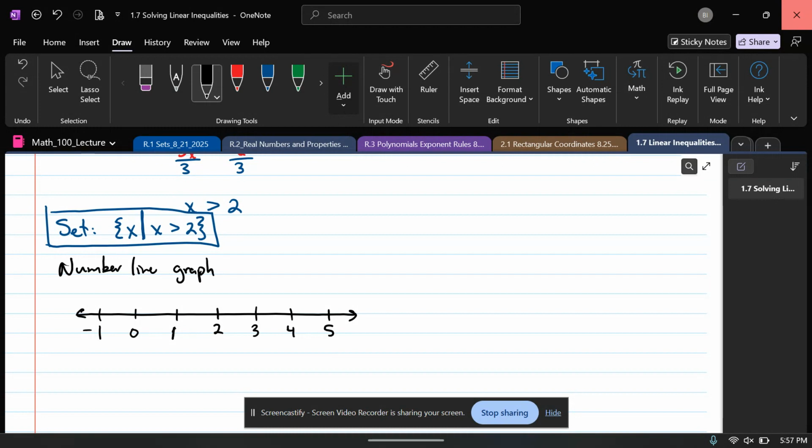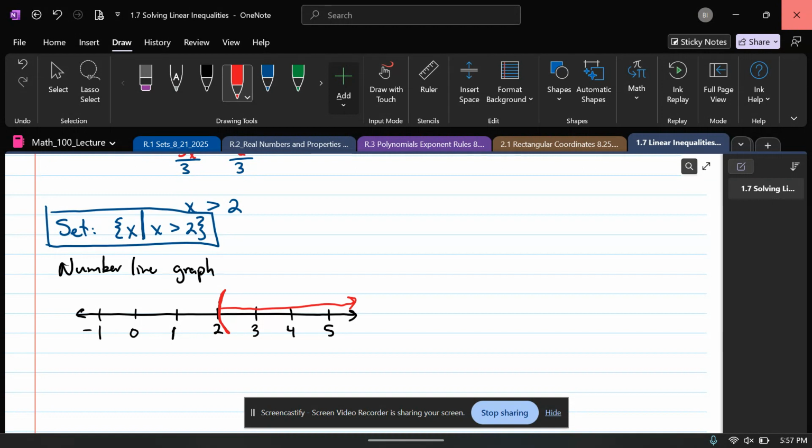Now, the way you did it in high school may be different than what we're doing here. In high school, you may have done it like an open circle and then a line that went that way. In college, we're going to write it like this. We're going to put a parenthesis right there and then go to the right. That parenthesis means I'm not including the 2 in my answers, just like an open circle would mean I'm not including the 2 in the answer.